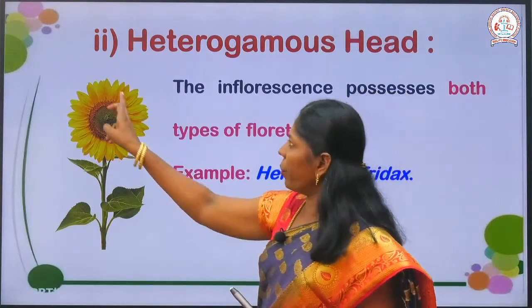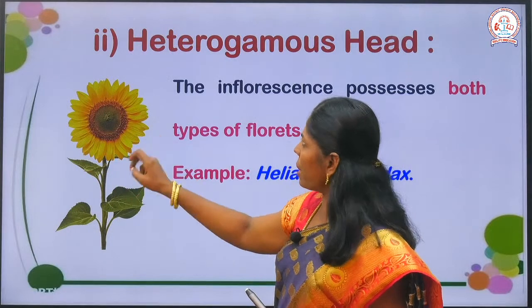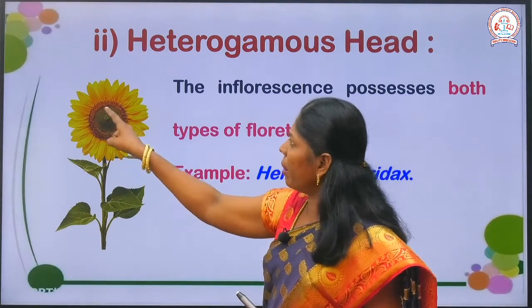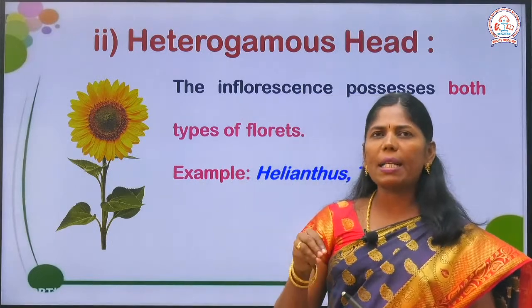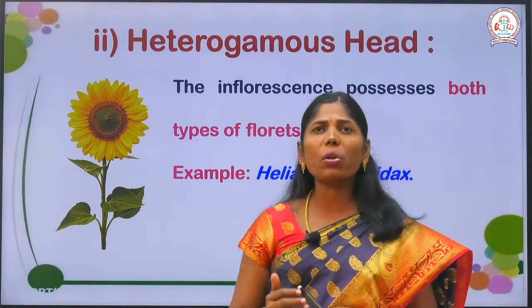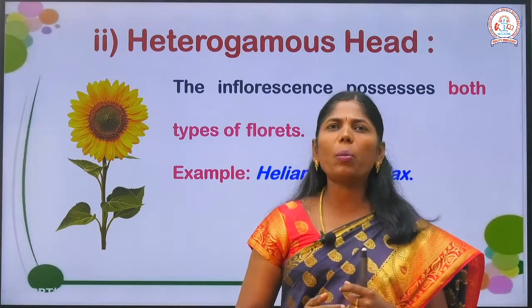So this is a ray floret. The ones on the sides are all ray florets. The ones in the center are disc florets. Okay, so based on the presence of these, the head is classified into two: one is a heterogamous head and another one is a homogamous head.